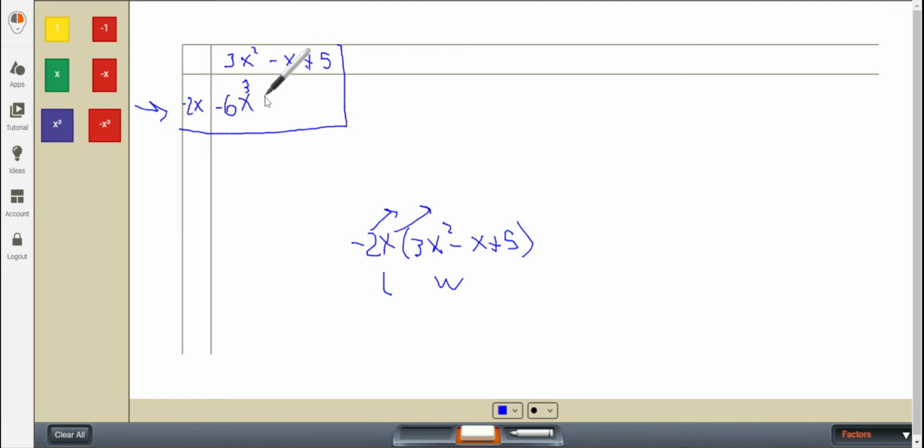And then we do the same multiplication. Negative times a negative is going to be a positive. And then we have 2x times x, that would be 2x squared. Remember this, we're multiplying, not adding. And finally, a negative times a positive is a negative, and negative 2x times 5 would be negative 10 times x. And that is the response, or the expansion rather, for this expression: negative 6x cubed plus 2x squared minus 10x.